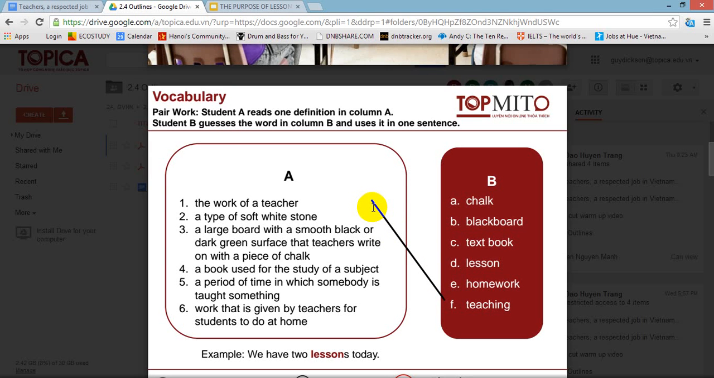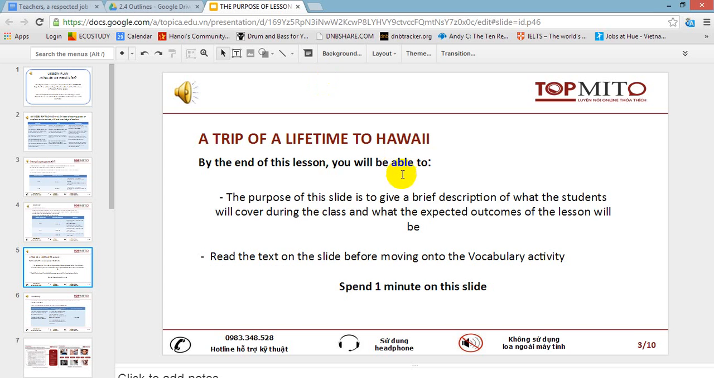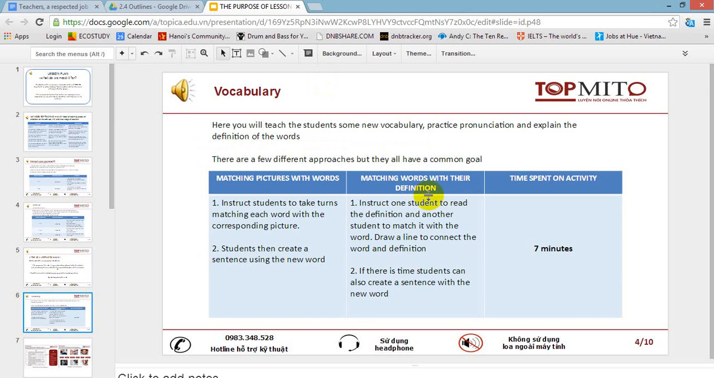And then we will get the students to practice using the vocabulary words in a sentence, and very importantly, get all of the students to read and practice all of the words. So on this slide we're looking to spend about 7 minutes, and there are a couple of different styles. So we could be matching pictures with the words, or we could be matching the words with their definitions.